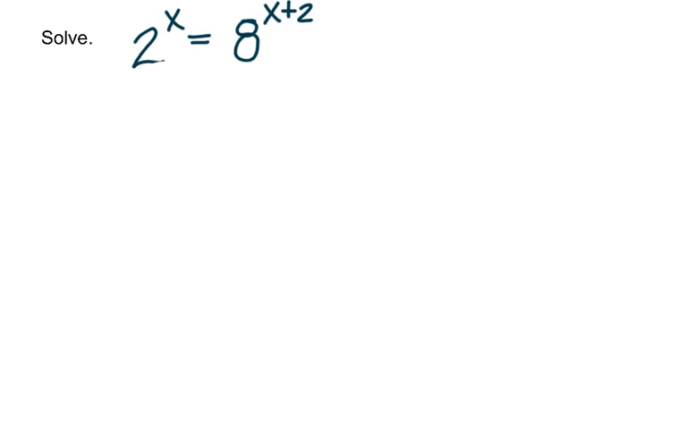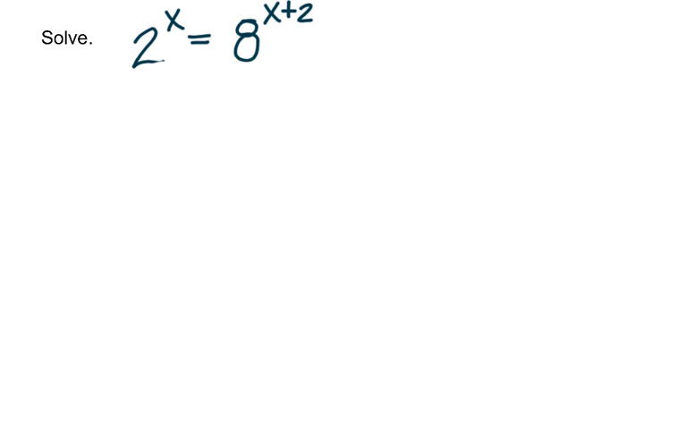Solve 2 to the x is equal to 8 raised to the x plus 2. So we have an exponential equation here we're trying to solve. And we'll notice that the left-hand side, the base is a 2, and the right side, the base is an 8. So if we want to use the uniqueness property, we need these bases to be the same. So sometimes we have to rewrite one side, sometimes we have to rewrite both sides.